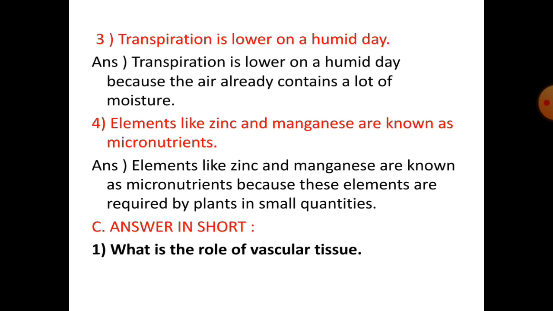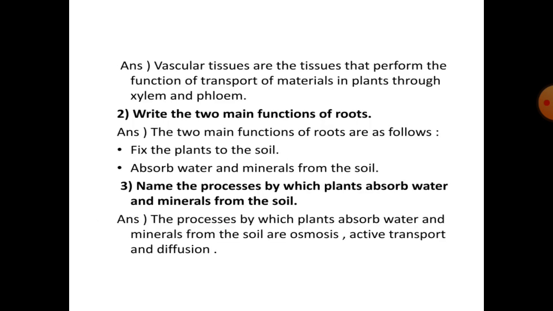C. Answer in short. What is the role of vascular tissue? Vascular tissues are the tissues that perform the function of transport of materials in plants through xylem and phloem. 2. Write the two main functions of roots. The two main functions of roots are as follows. Fix the plants to the soil, absorb water and minerals from the soil.